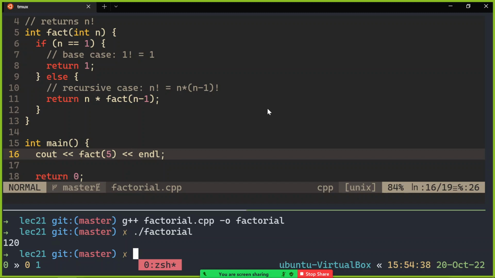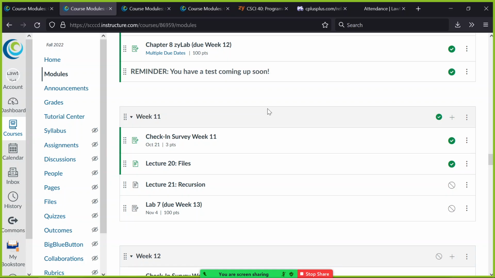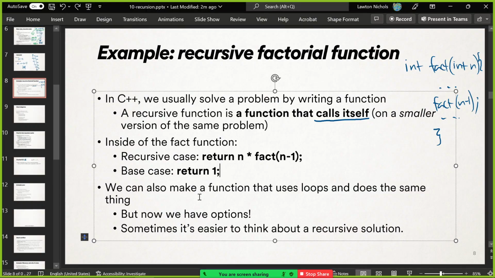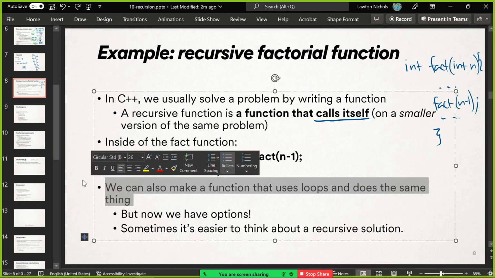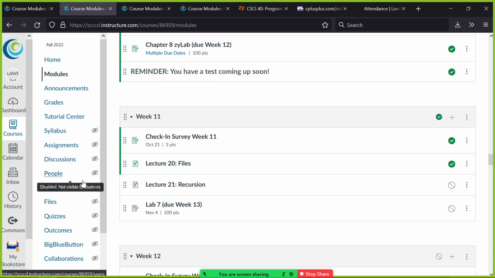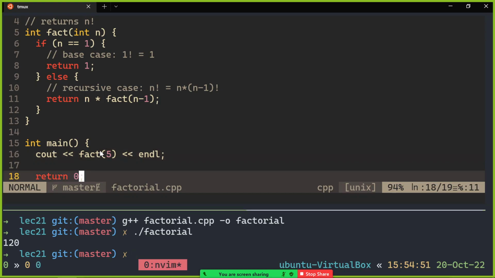All right. Now we can totally do this iteratively. This was recursively. You can use loops and do the same thing. You can just iterate. I guess we have time for that. Why not?